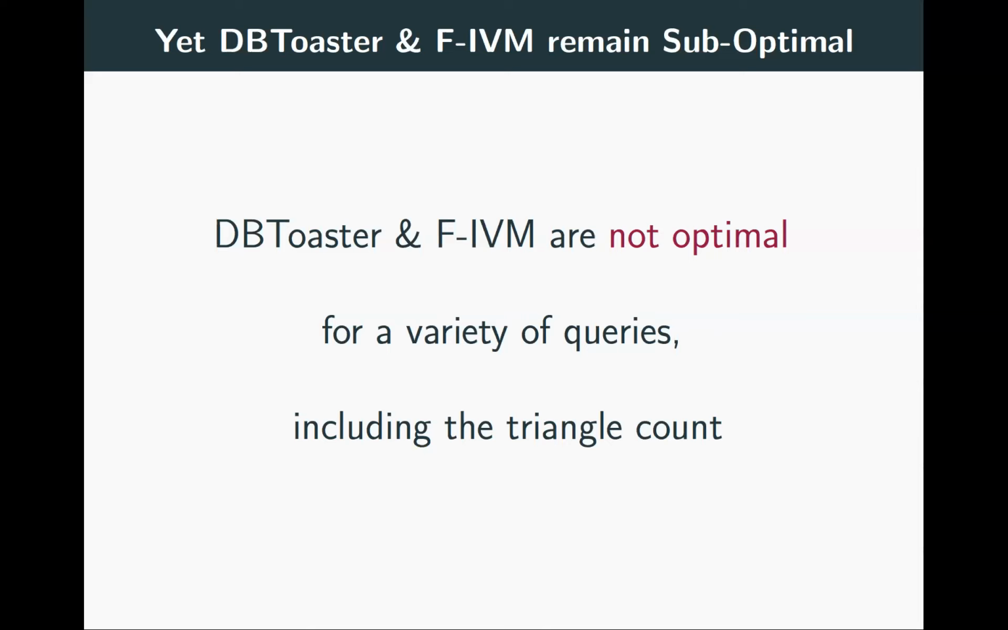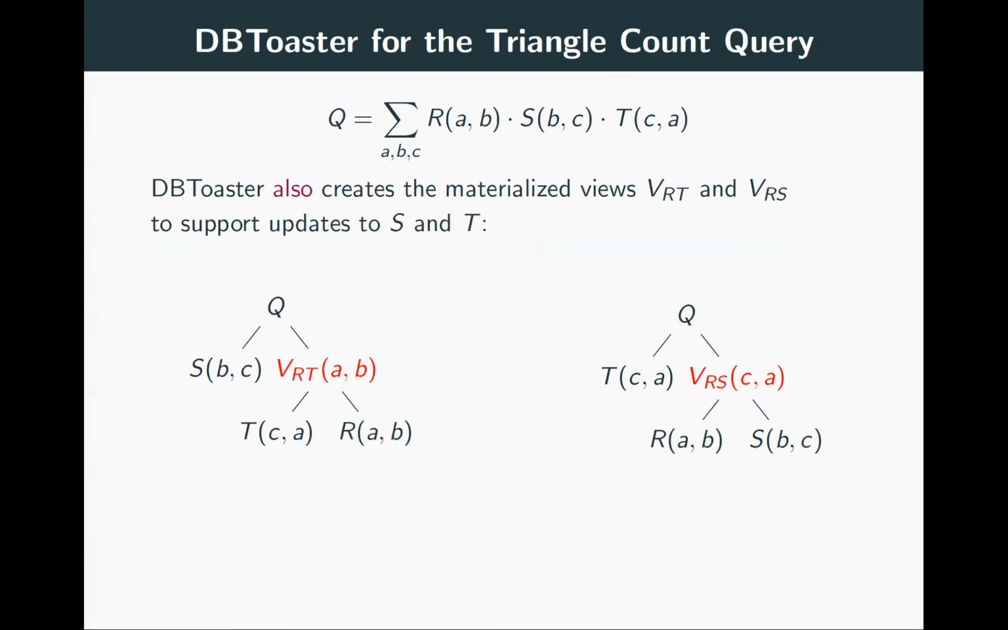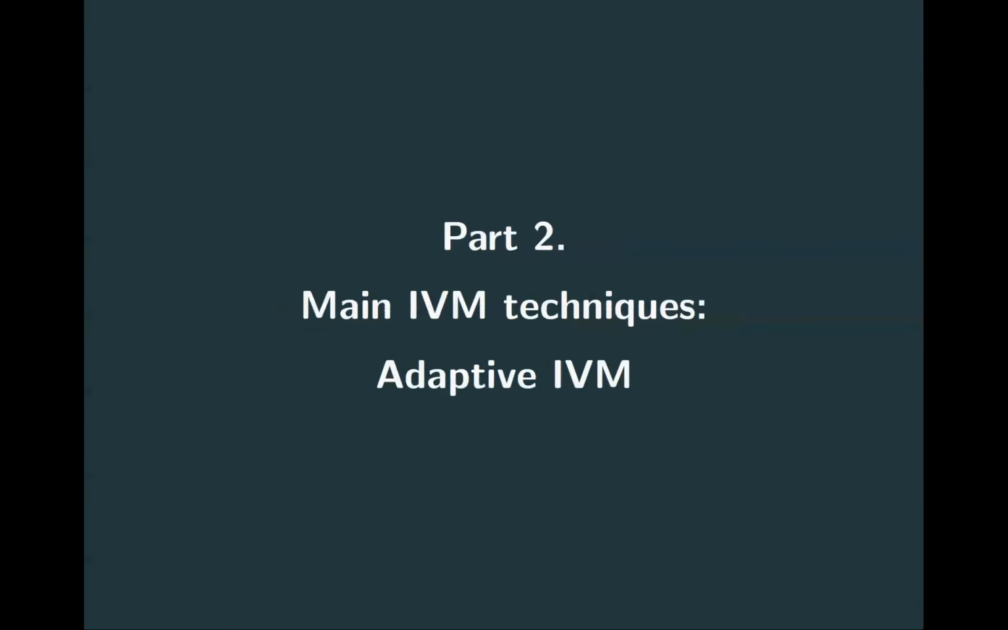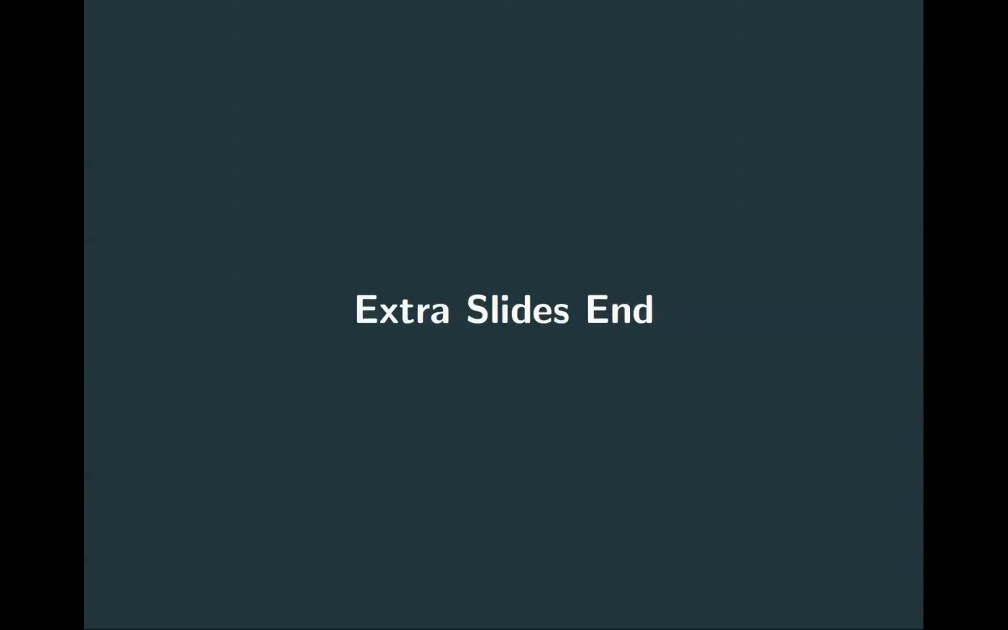I will show you for the triangle count query that the current approaches produce something suboptimal. Then I will show you a simple lower bound for the triangle count query, and then we see how we can overcome that and get an algorithm for it. Okay, and here I have extra slides for you in case you want to understand how we can do triangle count with these approaches.